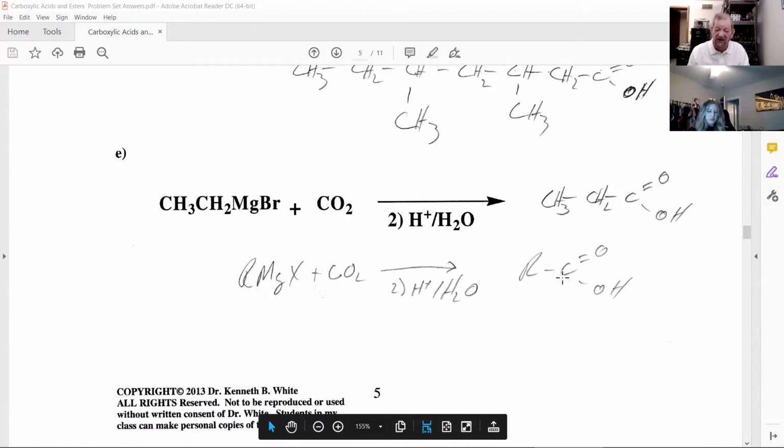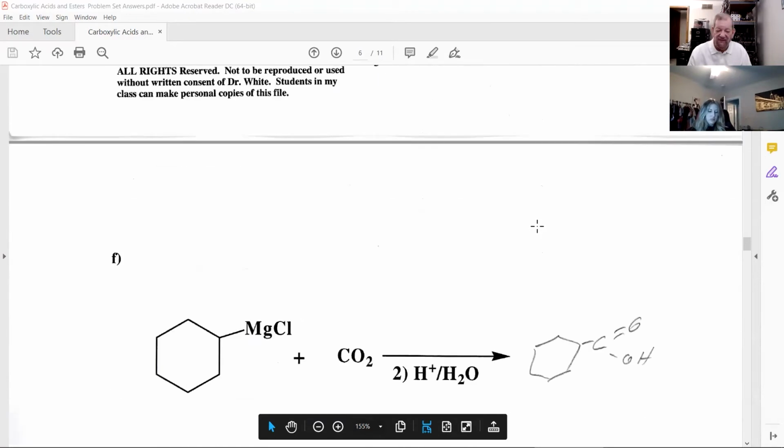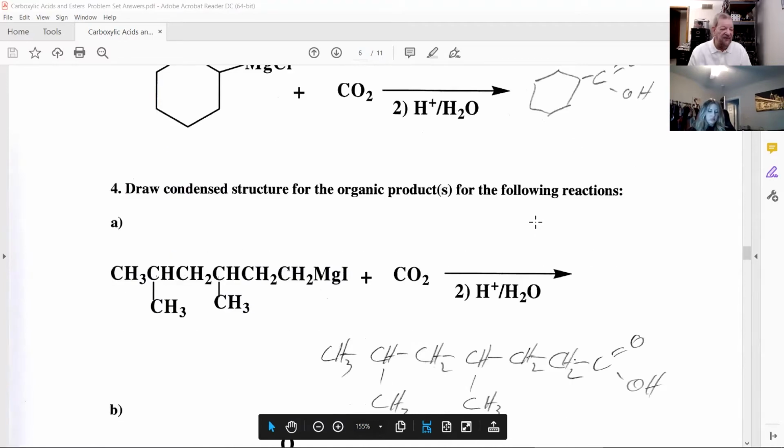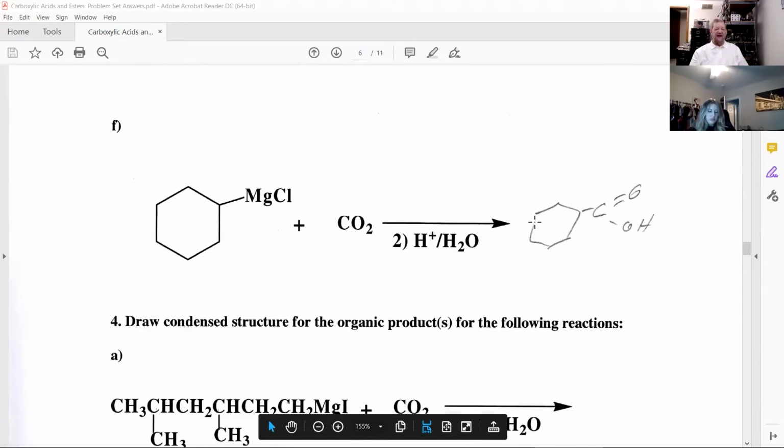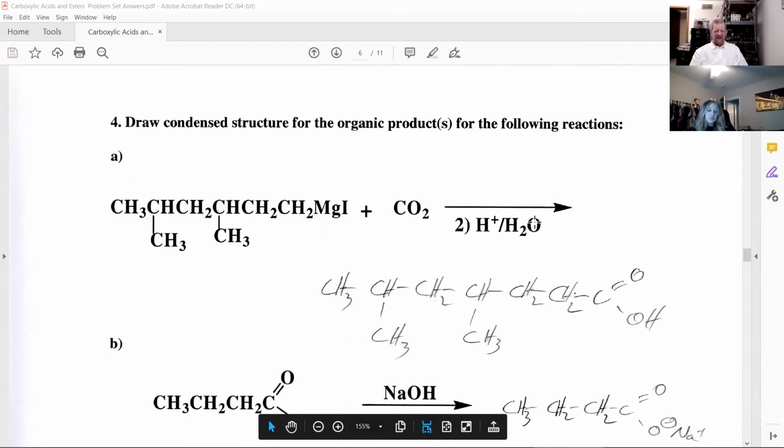A carboxylic acid that's one carbon longer than the R group you started with, because you make something special, very rare: a carbon-carbon single bond between the R group and the carbon of CO2. And here I have two carbons, I end up with a total of three. And if we look at either F or G, guess what? Big scary molecule, but this is an R group attached to MgX. We have one more carbon, a longer carboxylic acid.